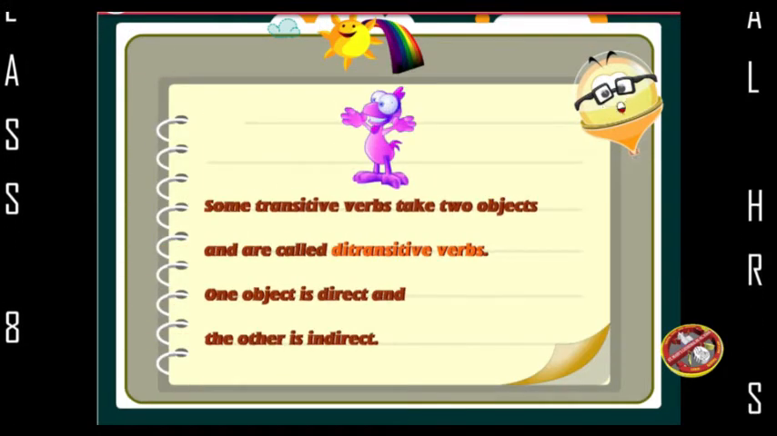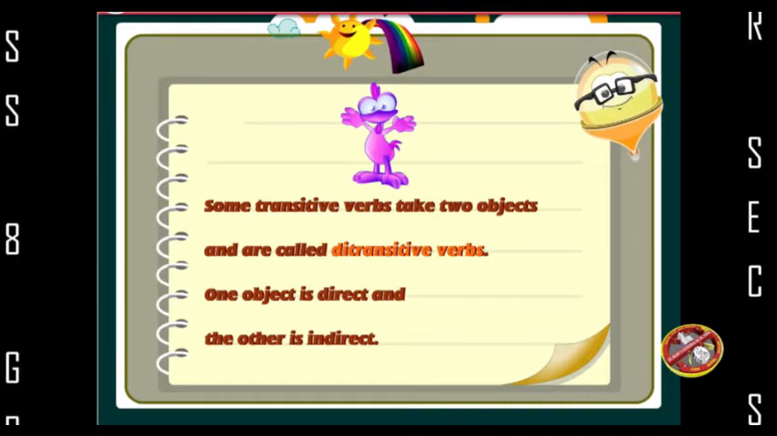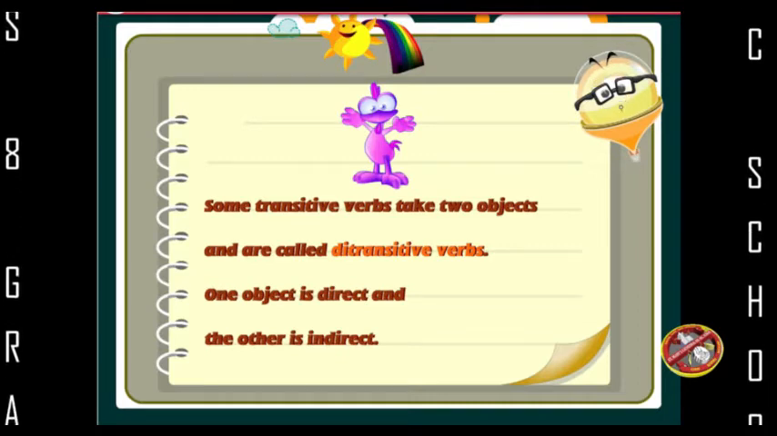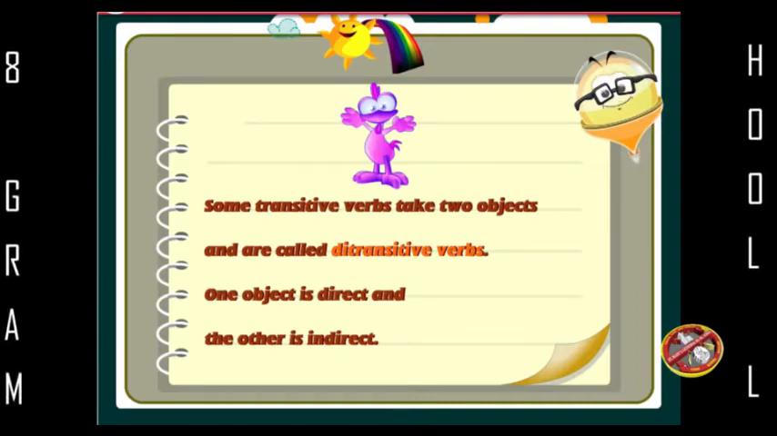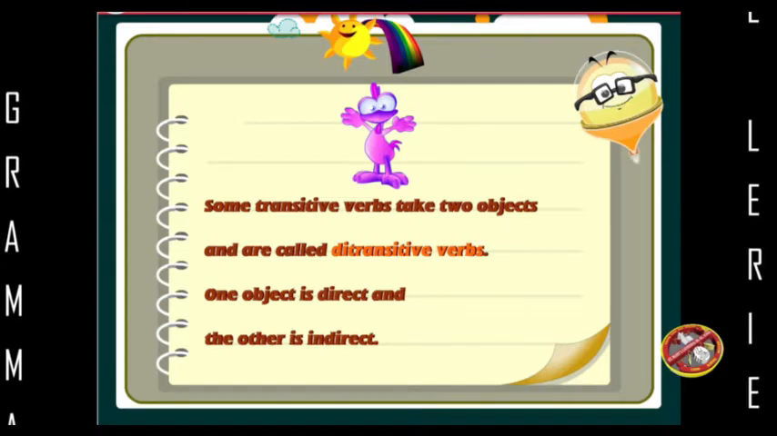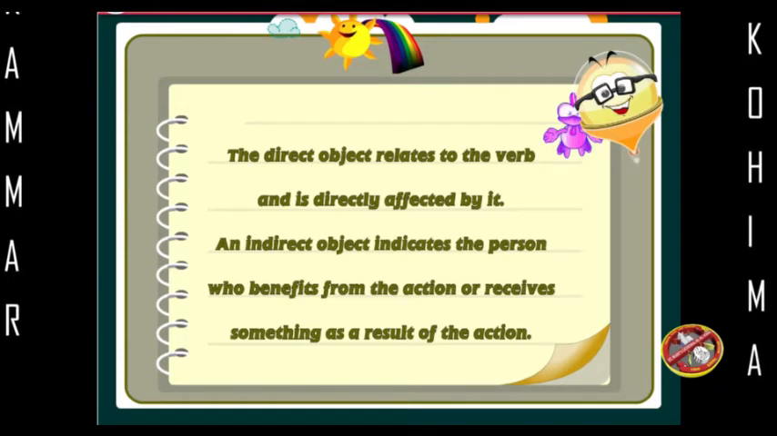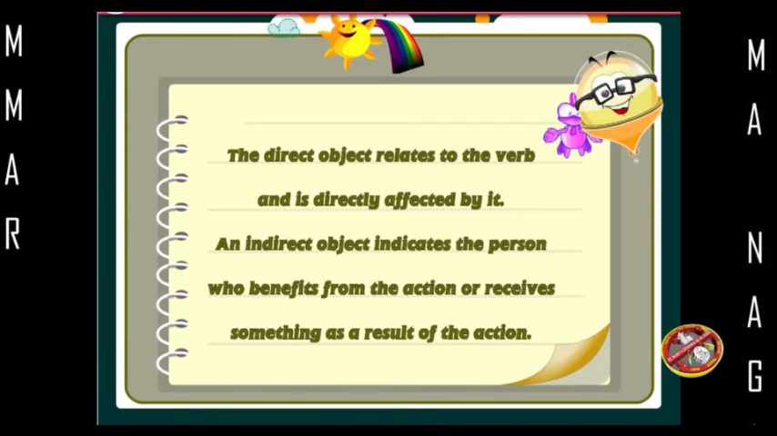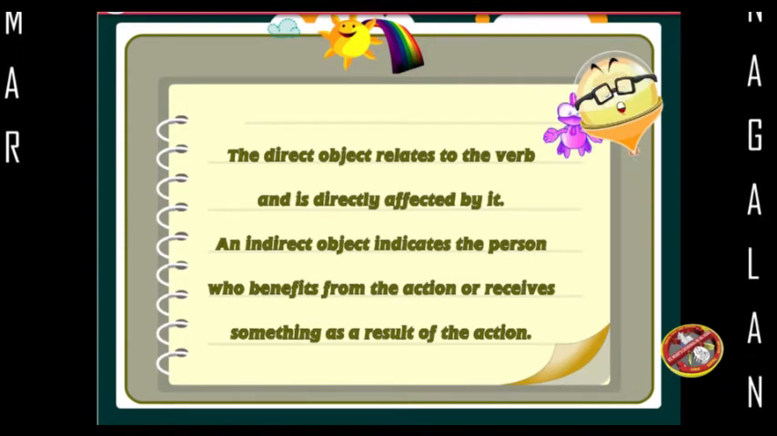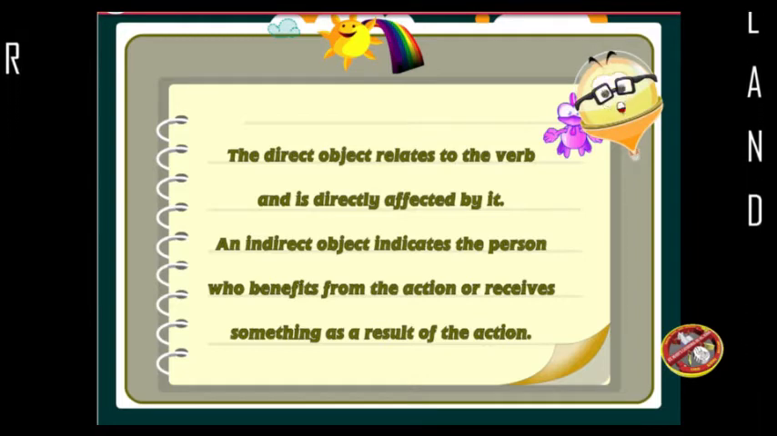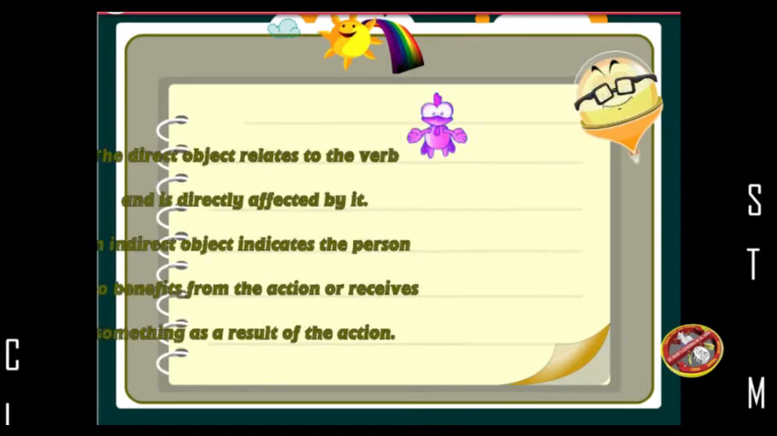Some transitive verbs take two objects and are called ditransitive verbs. One object is direct and the other is indirect. The direct object relates to the verb and is directly affected by it. An indirect object indicates the person who benefits from the action or receives something as a result of the action.